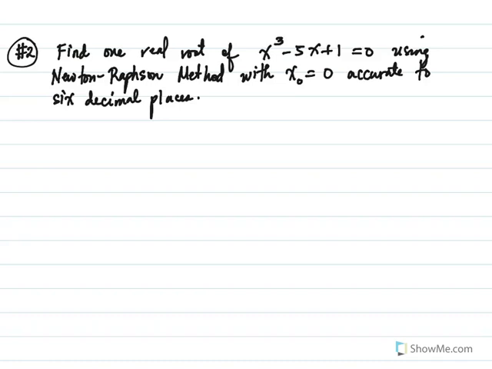Now let's have another example. You want to find one real root of x cubed minus 5x plus 1 equals 0 using Newton-Raphson method with initial guess of 0, accurate to 6 decimal places. So polynomial lang naman to, so madali lang siyang i-differentiate, no? So your f of x is already defined because f of x equals 0 yung form ng given sa ating equation. So your f of x, the x cubed minus 5x plus 1. So f prime of x is simply 3x squared minus 5.